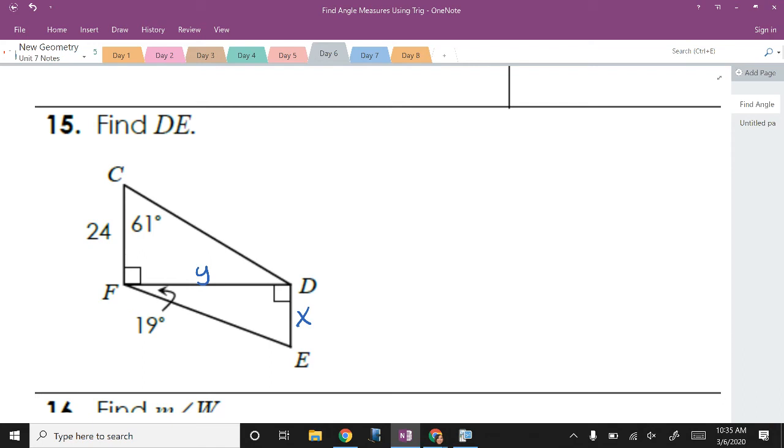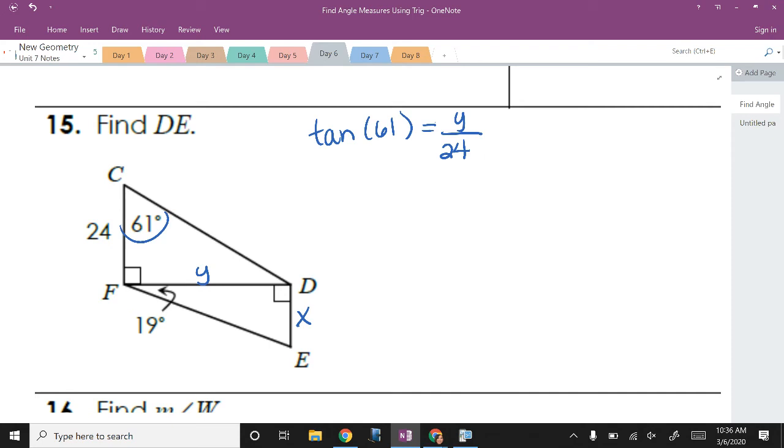Okay, so ignore the bottom triangle for just a second. So if I'm using that 61-degree angle, my Y and my 24, this is the hypotenuse, and I don't know it. So what do you think we're going to use? What ratio? Tangent. So we're going to say tangent of 61 degrees equals, what's the opposite? Y over what's adjacent? 24. So any questions on why I use tan 61 equals y over 24 for the first triangle, the top triangle?